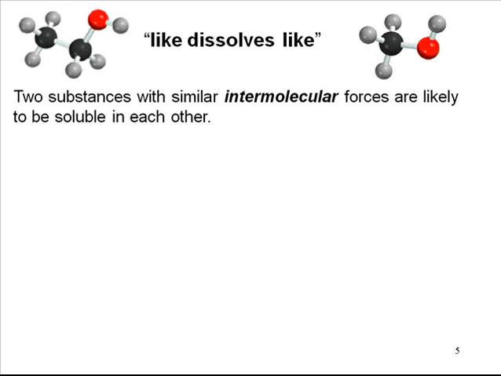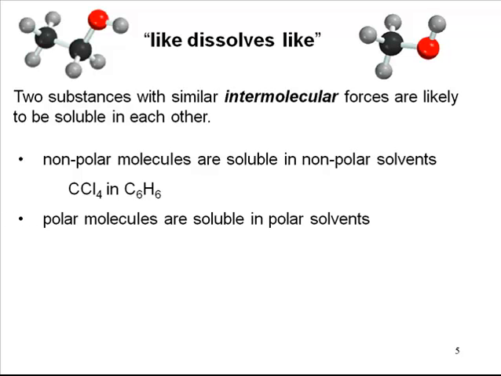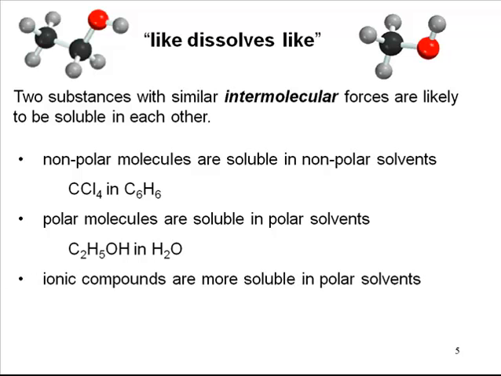Like dissolves like, we've talked about this a little bit before. Two substances with similar intermolecular forces are likely to be soluble in each other. Nonpolar are soluble in nonpolar, like carbon tetrachloride in benzene. Polar molecules are soluble in polar solvents, like ethanol in water, for example. Ionic compounds are more soluble in polar solvents, like water. So salt in water or ammonia, both are polar solvents.